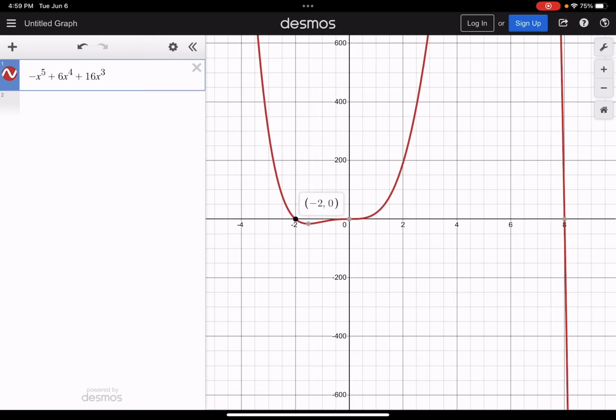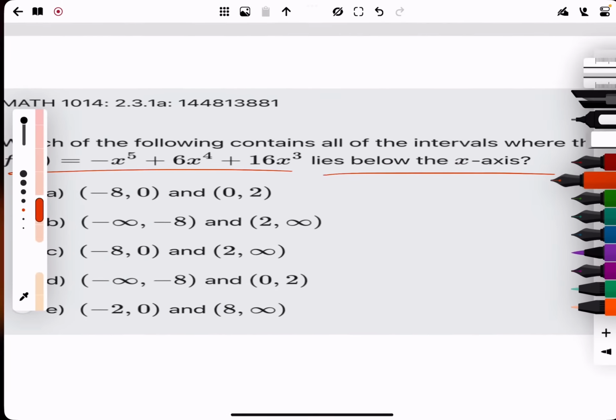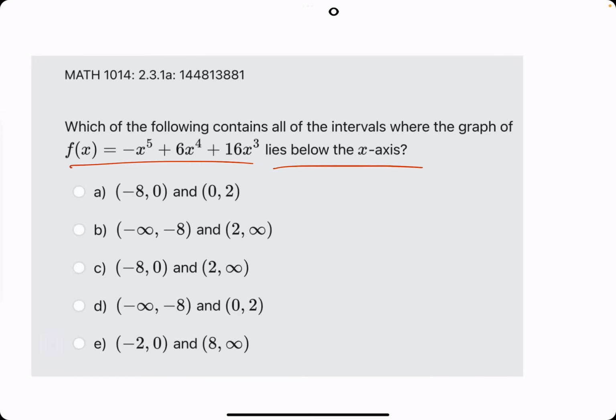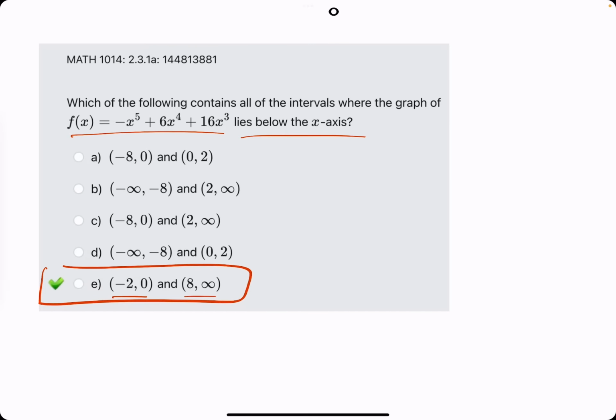So again, from -2 to 0, and then 8 to infinity, which leads us to E automatically. Okay, now let's talk about the super fun long process that they might expect you to know how to do, starting now. All right, first step is factor.